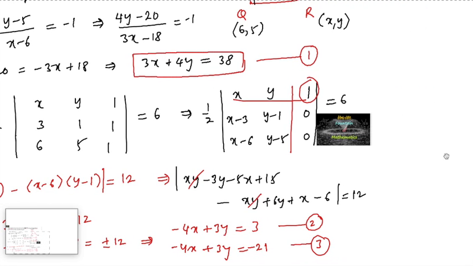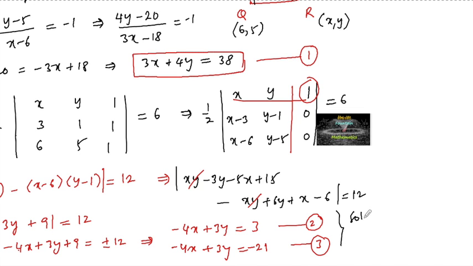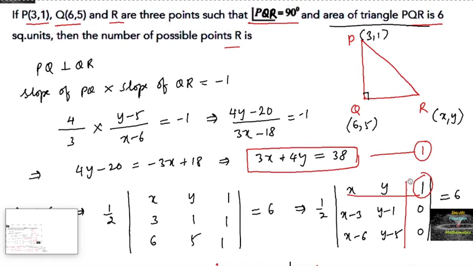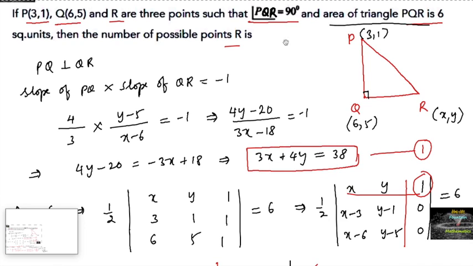And now by solving these equations, solving 1 and 2, and solving 1 and 3, we get 2 points. We get 2 points, and hence we can say the number of possible points can be taken as 2. 2 is the answer.